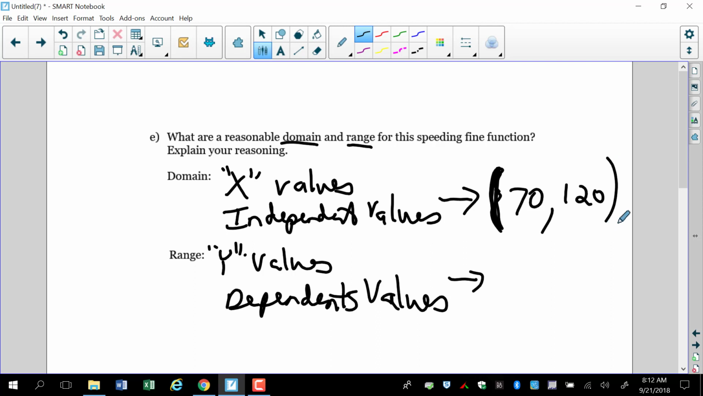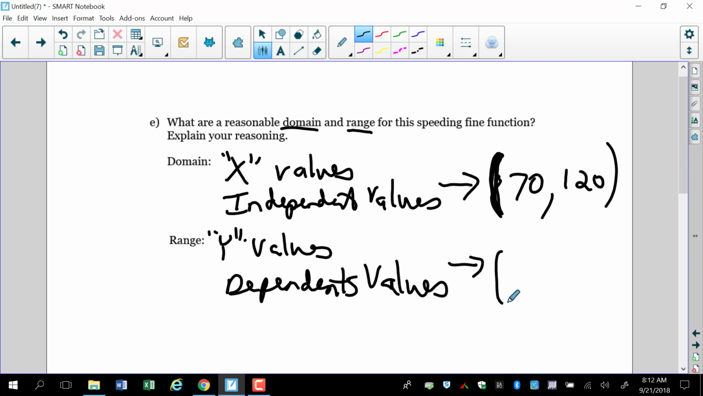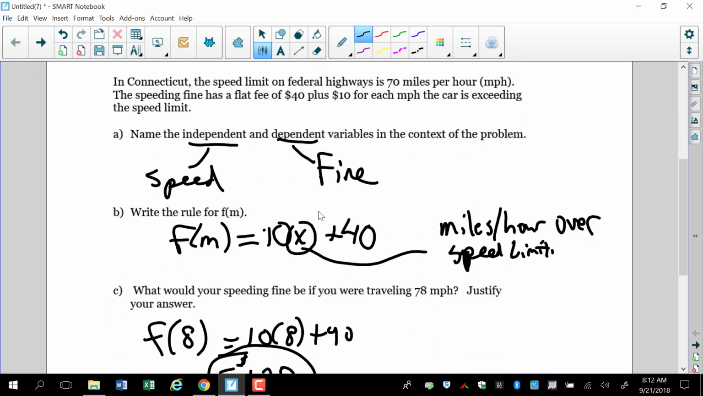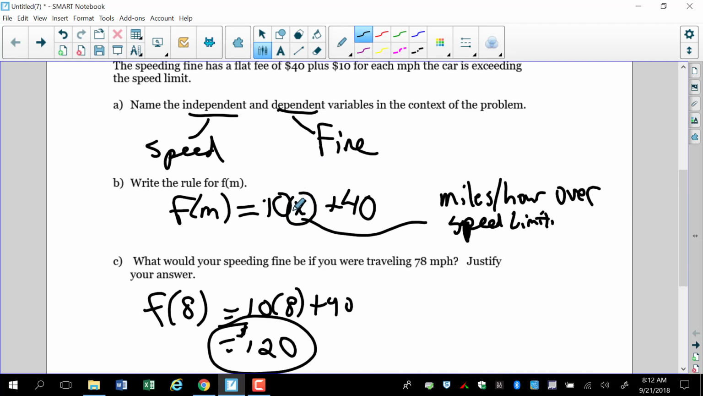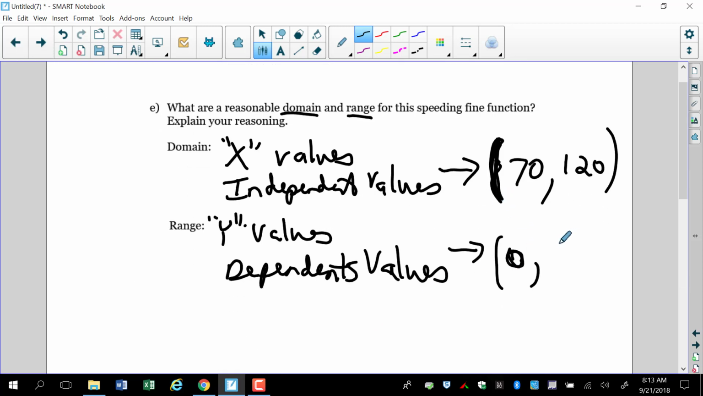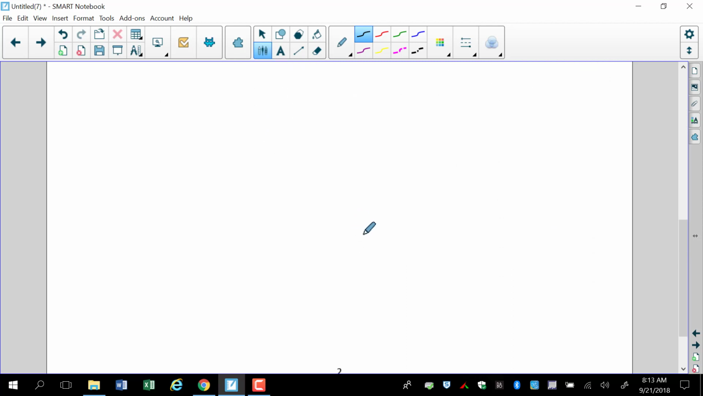What are the dependent values? Well, at 70 miles an hour, you're going to get 0. So there is a possibility of getting no ticket if you're going the speed limit. If you're going 50 miles an hour over the speed limit, if we go back to the equation on the previous page and plug in 50, which is a crazy fast speed, you're going to get a $540 ticket. So these answers can vary. If you wanted to put 70 to say 150 miles an hour, if you think somebody can really go 150 miles an hour, you can change this value. But your domain is the x values, and the range is the y values. So I hope that helps.